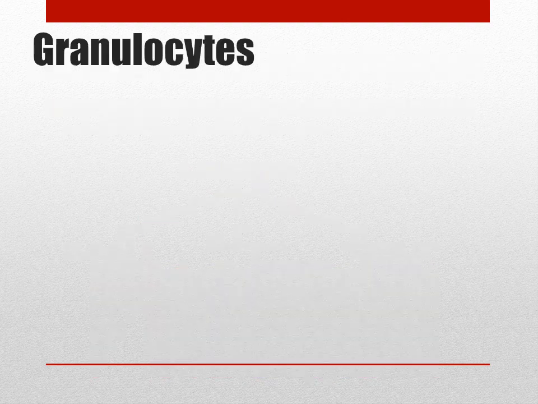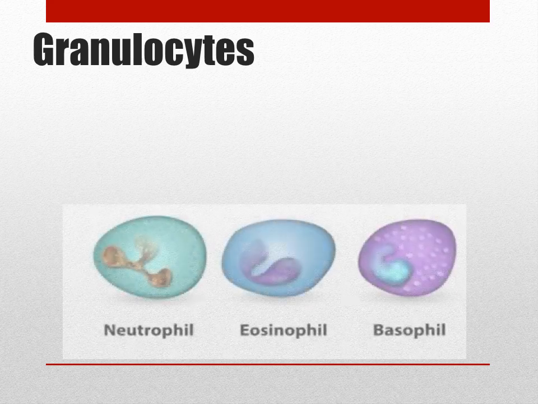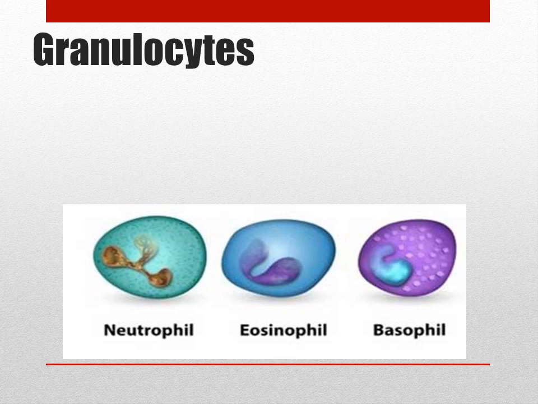First, we are going to start with the characteristics of granulocytes. They are of three types: neutrophils, eosinophils, and basophils. Granulocytes are characterized by having multi-lobed nuclei. See here, this neutrophil's nucleus has 3 lobes.